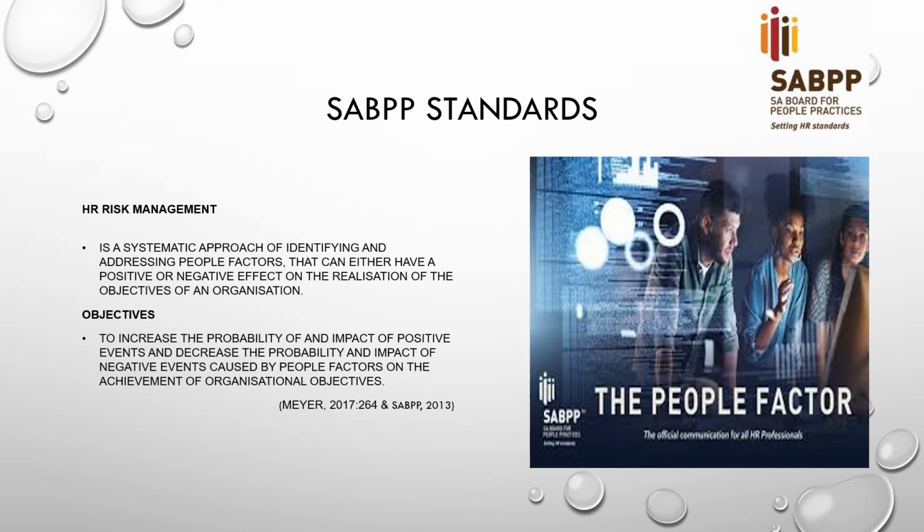And the third SABPP standard is HR risk management. HR risk management is a systematic approach of identifying and also addressing people factors that can either have a positive or negative effect on the realization of the objectives of an organization. The HR risk management objectives are to increase the probability and impact of positive events and also decrease the probability and impact of negative events caused by people factors on the achievement of organizational objectives.